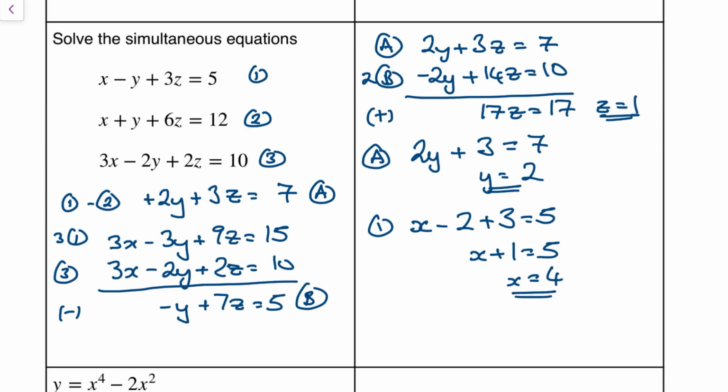What was quite nice about that is it didn't fall out neatly like the last few have. You actually had to do a couple of simultaneous equations there, which I think makes it a slightly better question. Either way, x is 4, y is 2, z is 1. Well done if you got that.